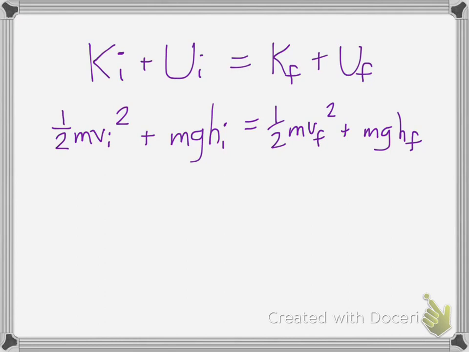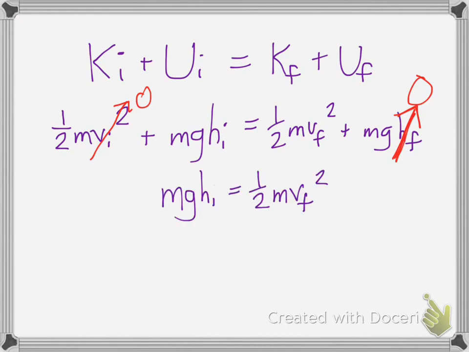Well, since I wasn't moving initially, I start from rest. That means my initial velocity is just 0. Cool. By the time I land on the ground, my height has changed essentially to 0. So since both of those terms are going away, I'm left with just my initial potential energy equals my final kinetic energy. And my mass actually doesn't matter because it divides out from both sides of the equation.